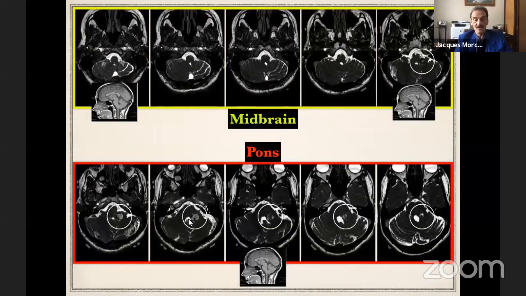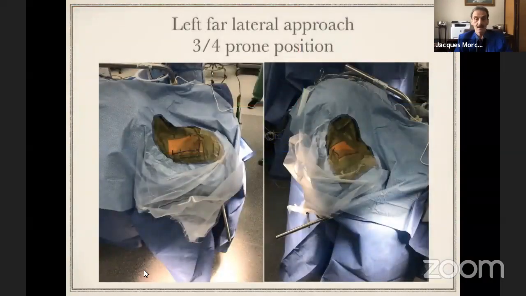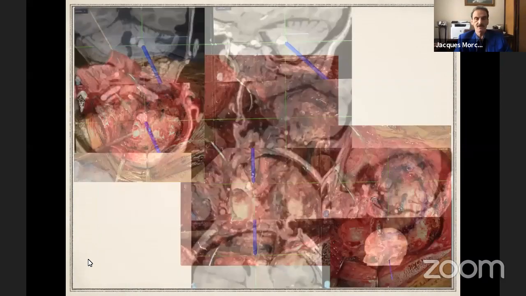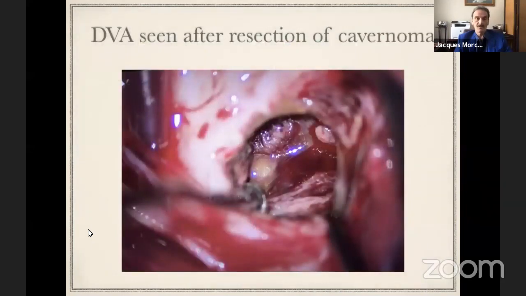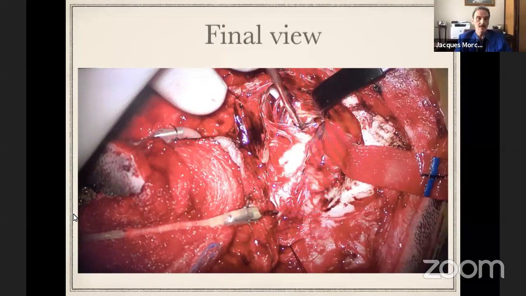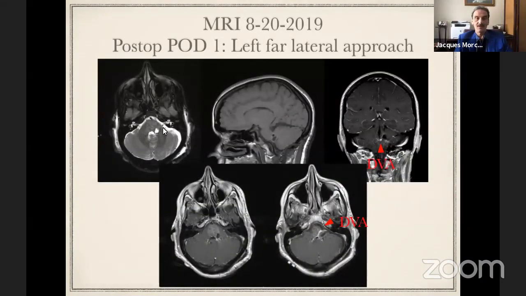You have to analyze this very well. I'm sorry, it's a far lateral, I apologize, not telovelar. This is a recurrent cavernoma that was operated elsewhere, regrew, and we did a far lateral. This is a beautiful view of a DVA after resection. And final view, it worked out very well.